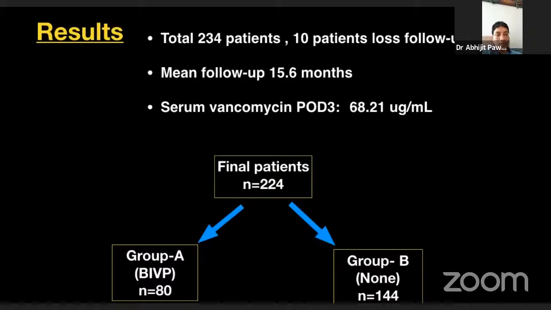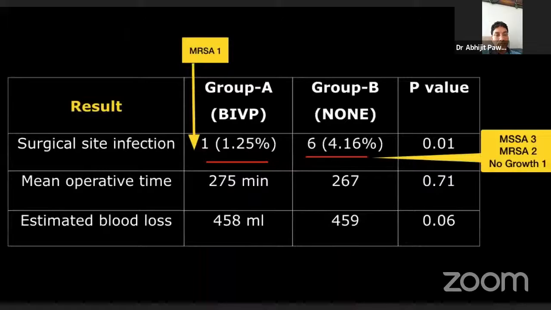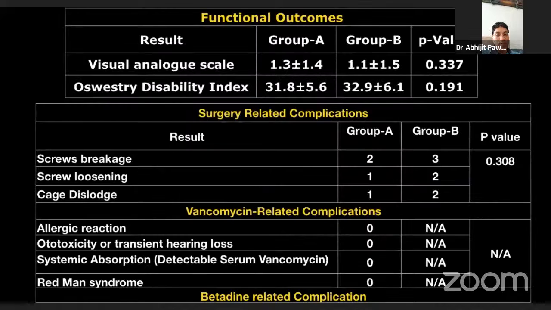Group A had 80 patients and Group B had 144 patients. Mean follow-up was 15.6 months. Only one patient had surgical site infection in Group A, and 4.16% of patients had surgical site infection in Group B, who did not receive betadine irrigation and local vancomycin. There was no significant difference in mean operative time and intraoperative blood loss between the groups. There was no significant difference in functional outcome and also implant-related complication. There was no local vancomycin or betadine-related complication.